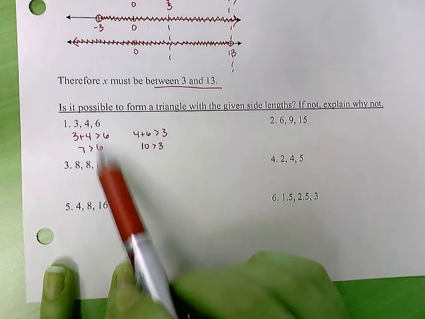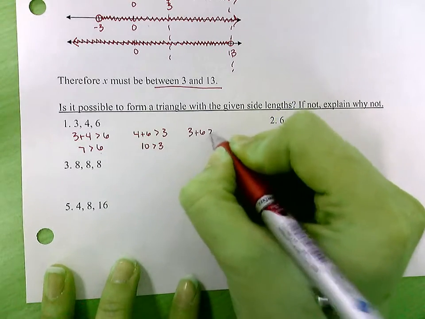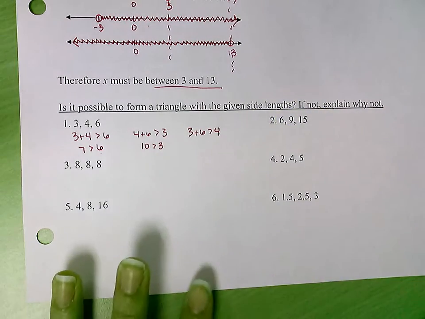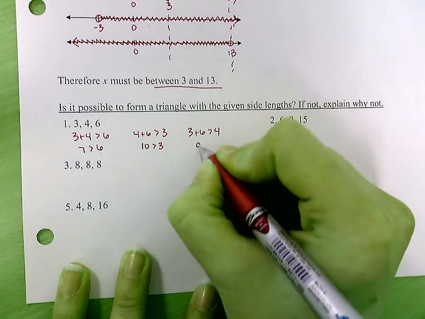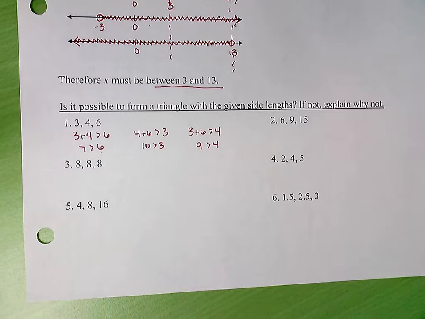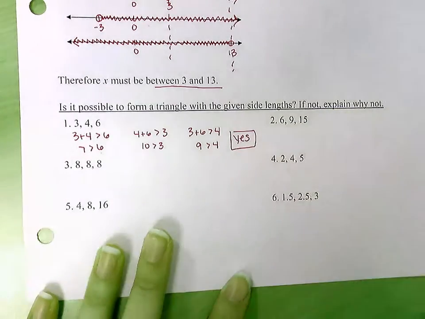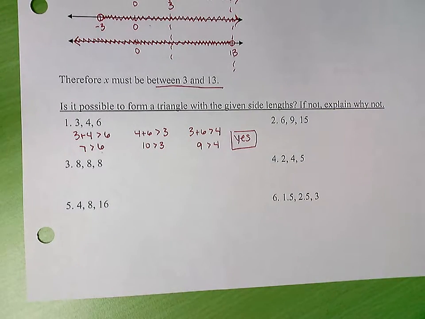The last two sides I have to add together would be 3 and 6. And that has to be greater than your third side of 4. That would be 9 greater than 4, which is also true. So all three of these statements are true, meaning this would make a triangle, so your answer would be yes. Those 3 side lengths do make a triangle.